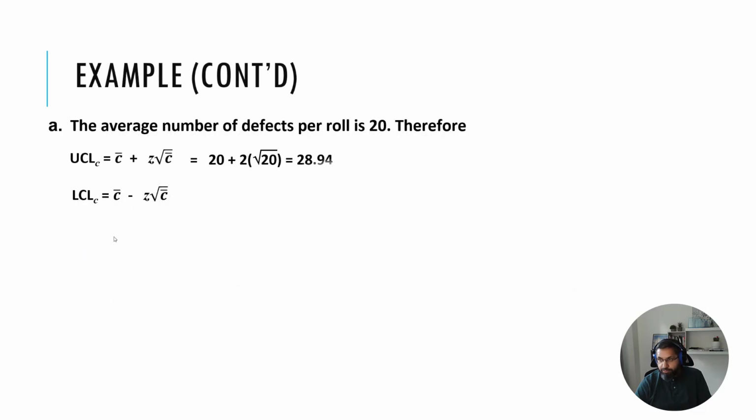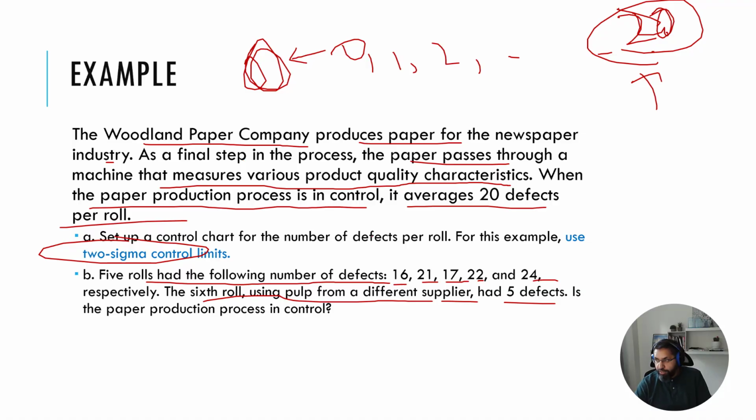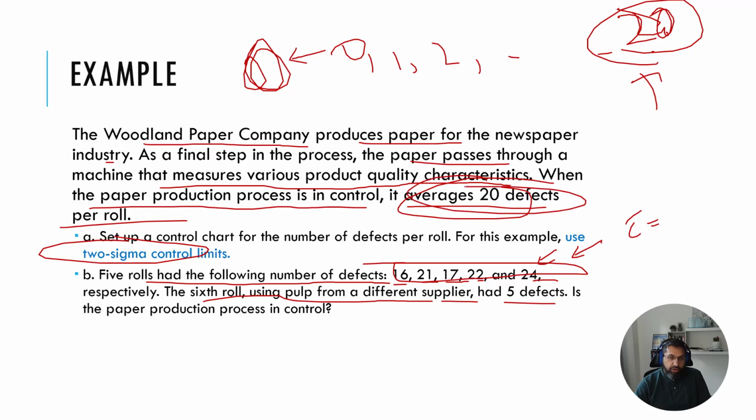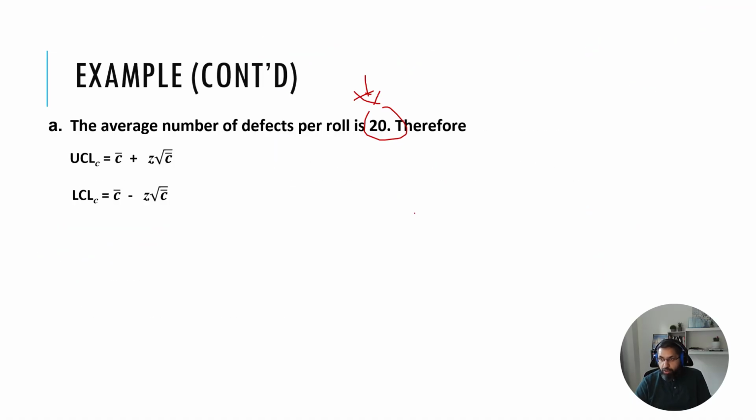So we already know that the average is 20. We can use that because the average given in the question is a long run average. If this 20 was not given, you'd have to use this data to calculate the average. You'd calculate C bar as the average of these values. But we've been given the long run average from a lot of data, so we're just going to use that. Then we're going to plot this data to see if the process is in control or not. So we're going to use the 20. That's our C bar.